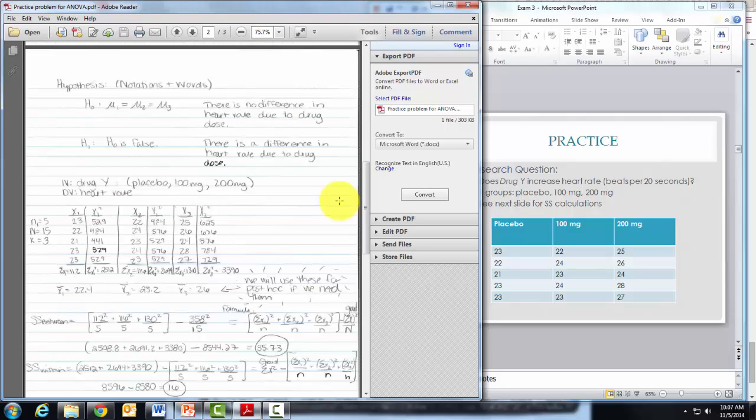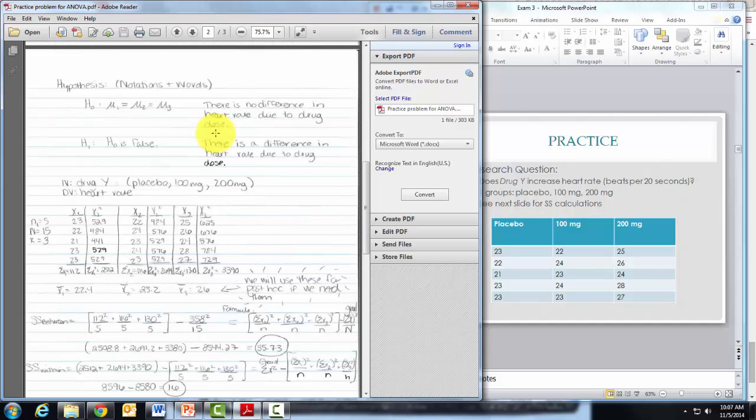So in words, what we should do is make sure that we are naming our independent variables and dependent variables. So what that would look like is there is no difference in heart rate due to drug dose. Okay, so you can see that I'm saying there's no difference there, and I'm naming my dependent variable, heart rate, due to drug dose, which is going to be my independent variable.